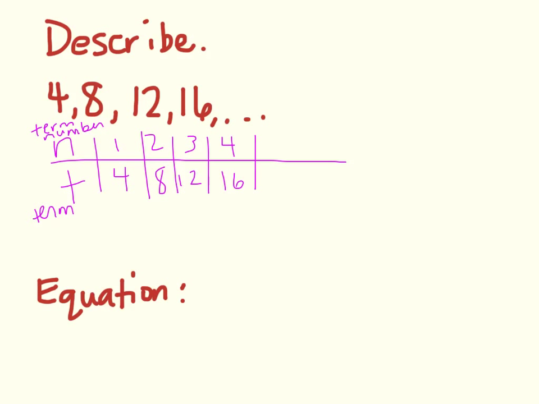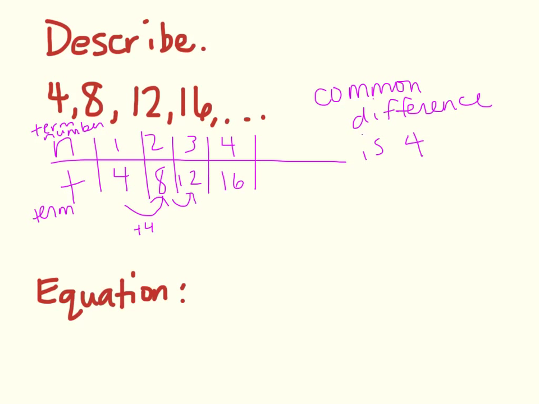If I was trying to describe this sequence in words, I could say that the common difference is 4. Because to get to this term, I'm adding 4. To get this term, I'm adding 4. To get to this term, I'm adding 4. So my common difference is 4.